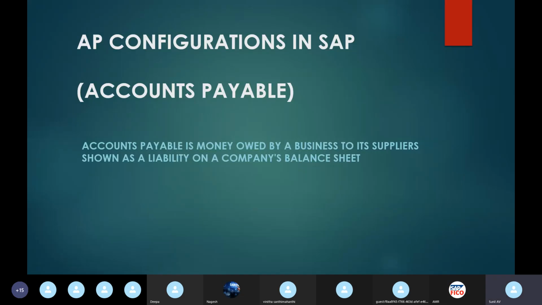Okay. Good morning, everyone. Today I'm going to present about AP configurations in SAP. First of all, AP is nothing but accounts payable. The definition of accounts payable is that a vendor is a person who supplies goods and services to our company. So the same can be shown by companies as a liability on the company's balance sheet.